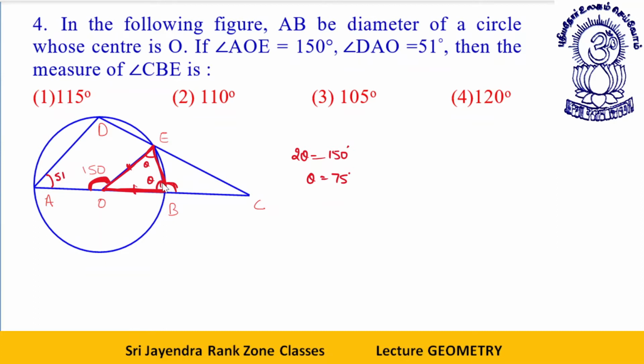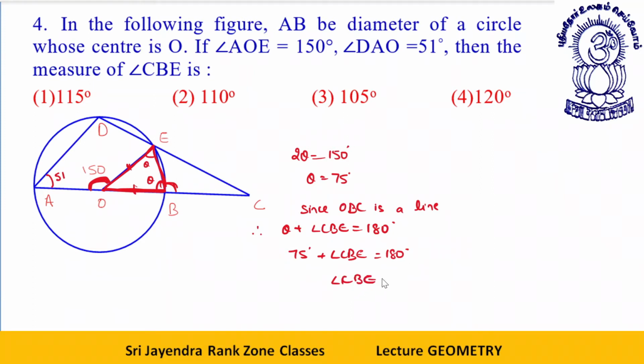The moment you get this theta 75 degrees, now theta, what is it? OBC is a line segment. Since OBC is a line, theta plus angle CBE is equal to 180 degrees. Theta is 75 degrees. Your answer is already done. Angle CBE is equal to 105 degrees. That is your answer, my dear students. I'm sure it will be clear to all of you.